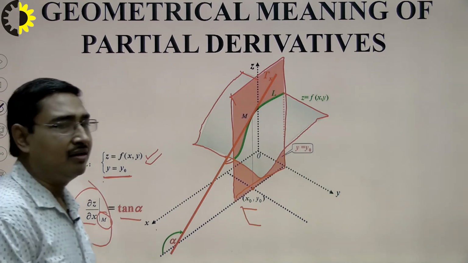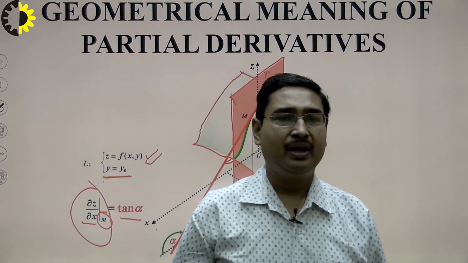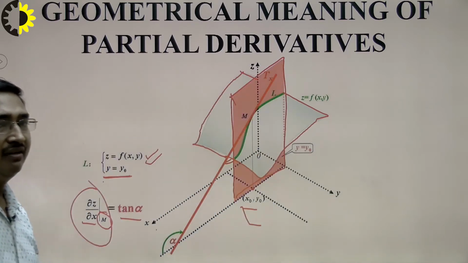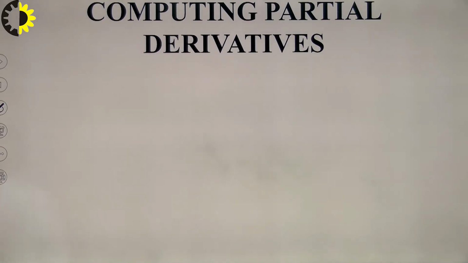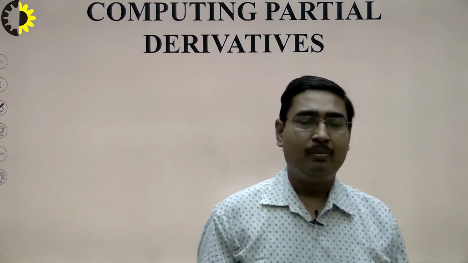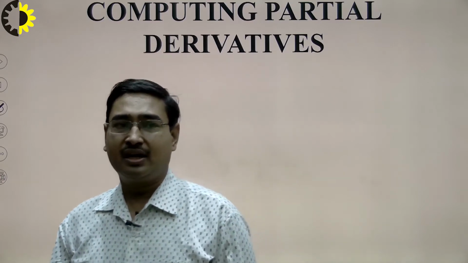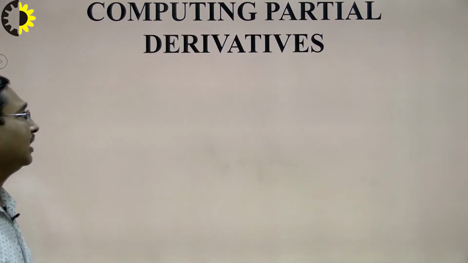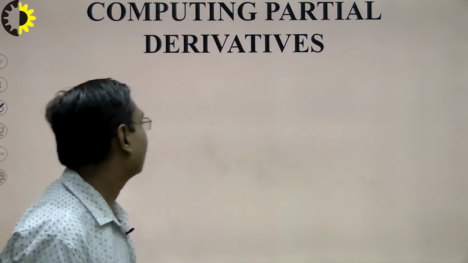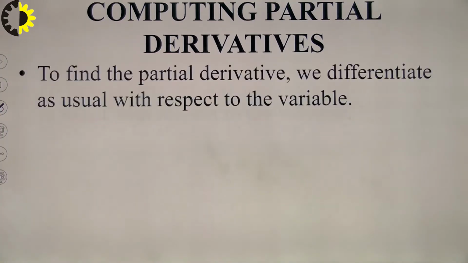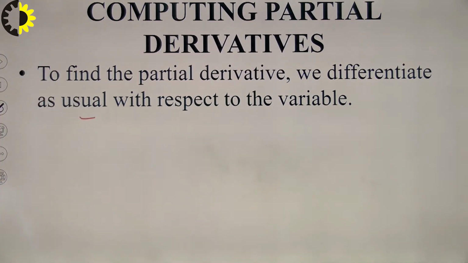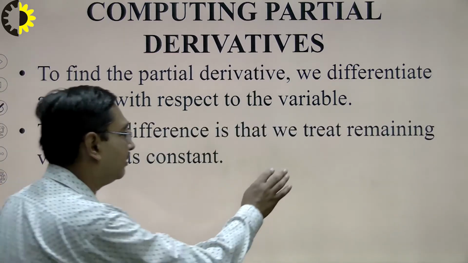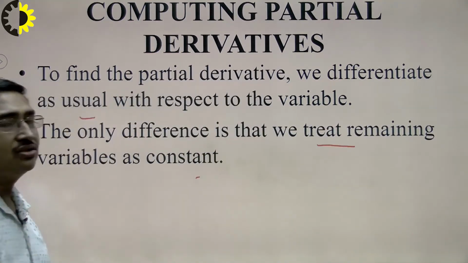In a similar manner, we can understand the geometrical meaning of partial derivative del z upon del y. Now we move towards our application part, where we shall understand how we can calculate the partial derivatives. To find the partial derivative, we differentiate as usual with respect to the variable. The only difference is that we treat the remaining variables as constant.